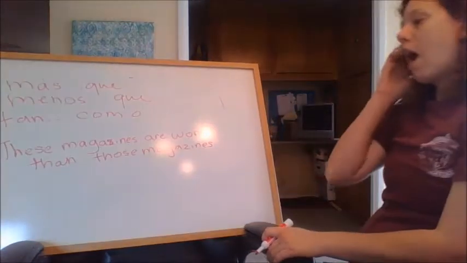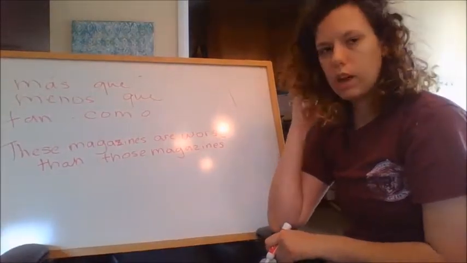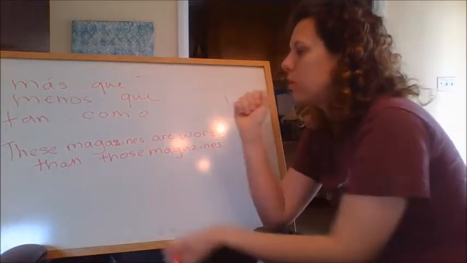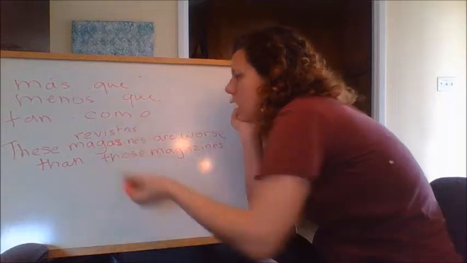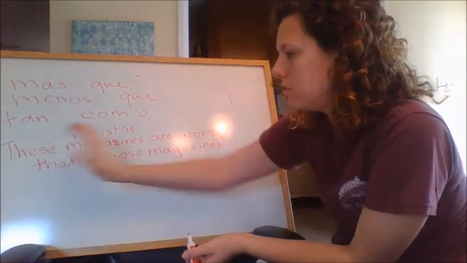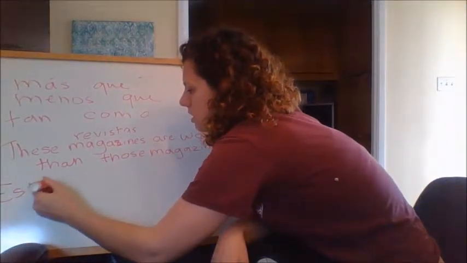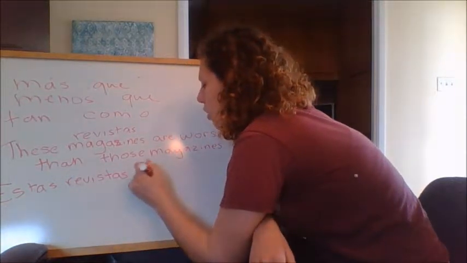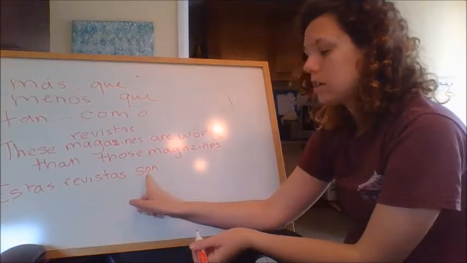Okay. All right, so the word for magazine is revista. That was in one of your vocabulary lessons many moons ago. If magazines is revistas, I'm going to say these. This is feminine and plural, so this has to be feminine and plural. That means it has to be estas revistas son. This is plural, this has to be plural.